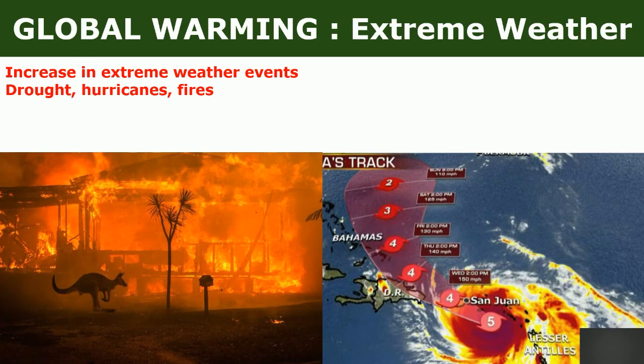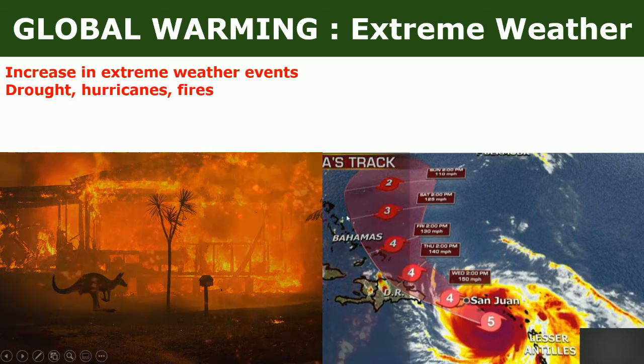All right, so the other issue is extreme weather, right? If we just turn on the news and see what's happening in Australia, what happened in Puerto Rico just this past year, or the past couple of years, we've had these really destructive hurricanes. So global warming is driving these extreme weather events. It's causing an increase in drought and in hurricanes, which is not only really sad, but very destructive.